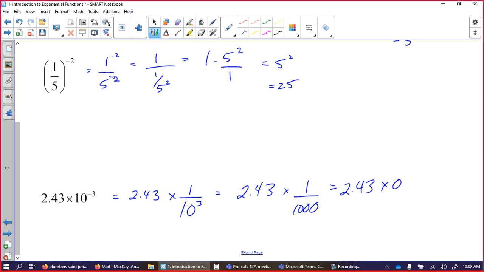1 over 1,000 is 0.001. Multiplying that, move the decimal place 3 back the other way. 1, 2, 3, 0.00243. 1, 2, 3. That's all place value and all of that. So that's just a quick little blurb about exponents, some more rules and the like.